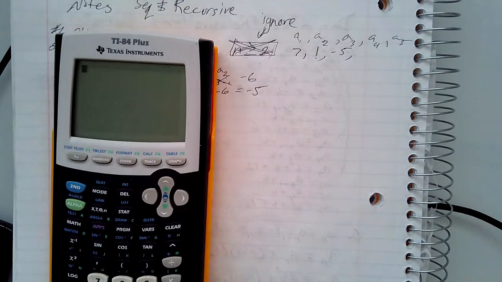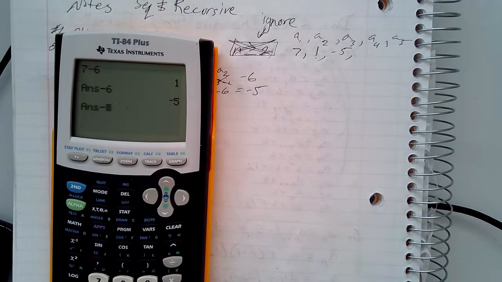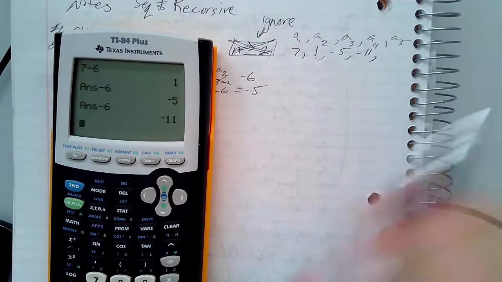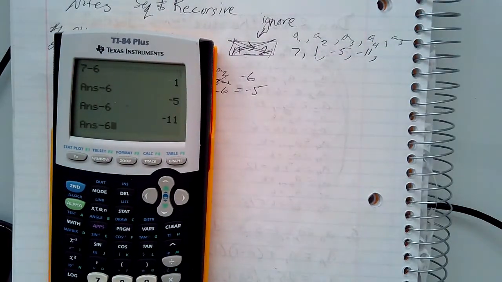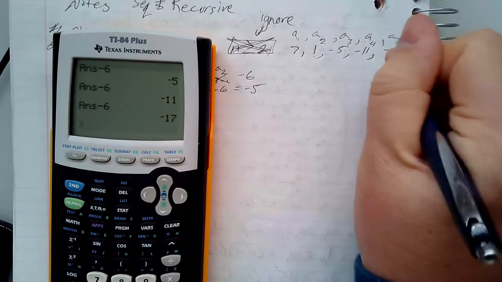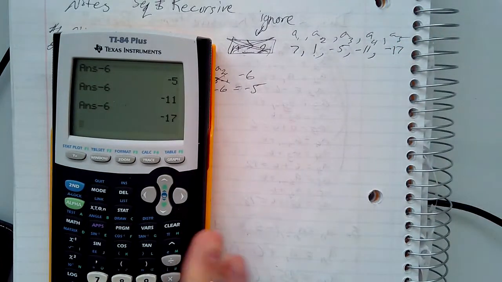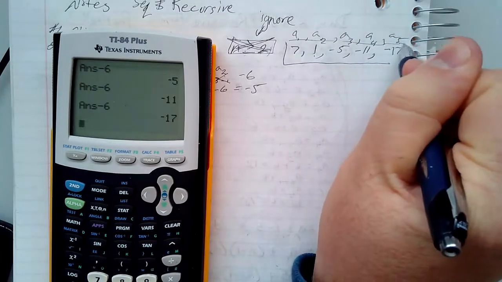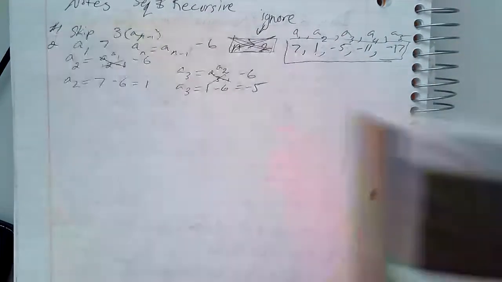Now we can continue with this stuff. In the calculator, it would just be the first term minus 6 to find the next term, minus 6 to find the next term, minus 6 to find the next term, and then minus 6 to find the next term. Way easier on your calculator, right? So this is our actual answer right here. 7, 1, negative 5, negative 11, and negative 17.